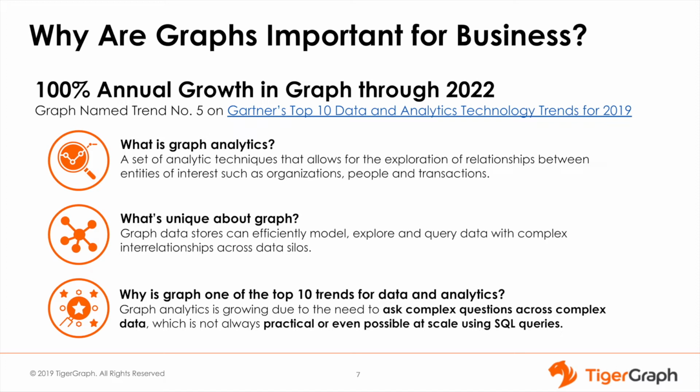Gartner defined graph analytics as a technology that allows for deep exploration of complex interrelationships among various entities, organizations, people, transactions, pretty much any data that can be modeled and queried. Gartner estimates that the graph database and analytics market will grow by 100% annually through 2022, making it one of the fastest growing markets in data and analytics.